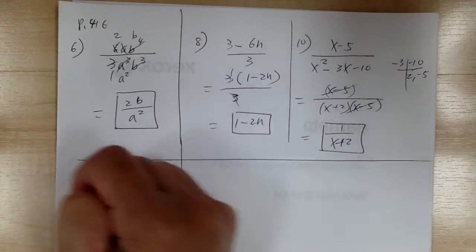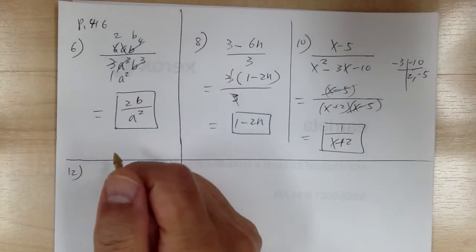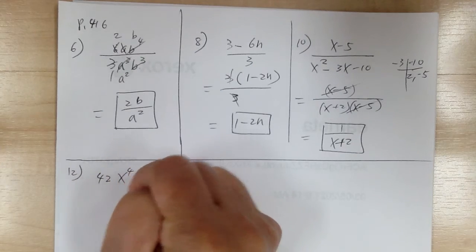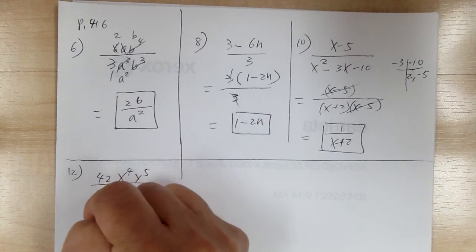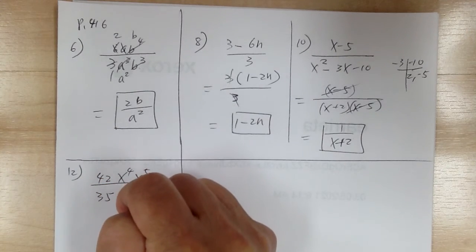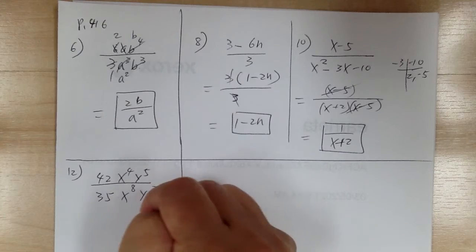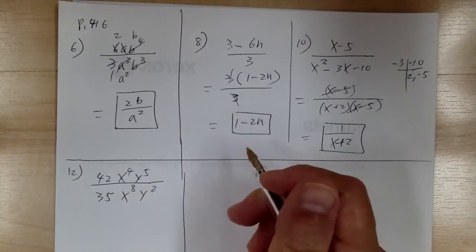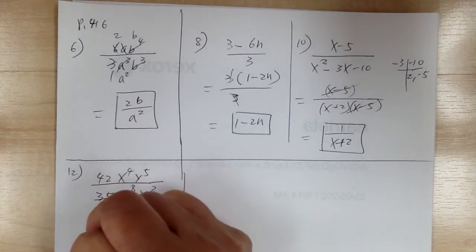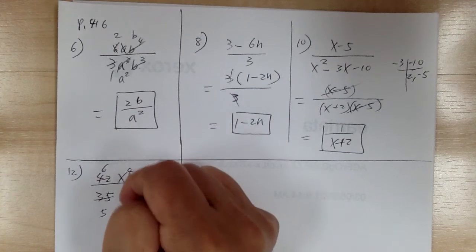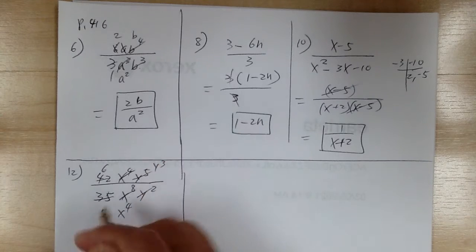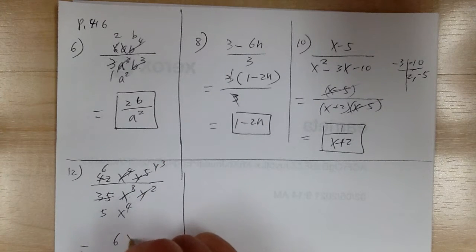Okay, let's go to number 12. You have 42x to the 4, y to the 5, over 35x to the 8, y to the 2. Again, when you're doing the cancellation, cancel the number, then go down the alphabet. The numbers you can divide by 7, so you get 5 and 6. This one you can cancel, so you get x to the 4. This one you can cancel, you get y to the 3. So this will give you 6y to the 3 over 5x to the 4.